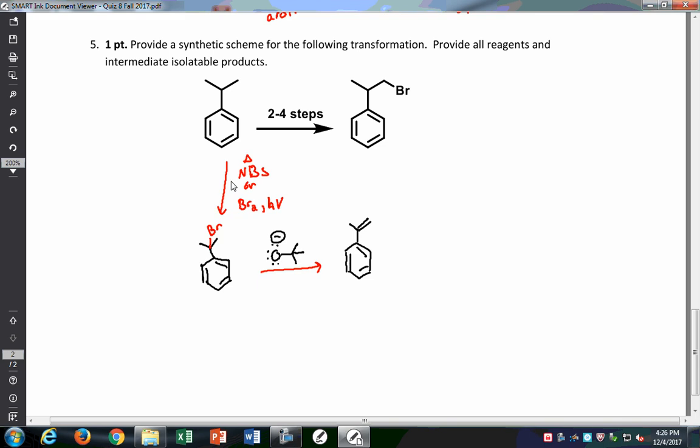And then lastly, now that we have the double bond, we can put the bromine on the least substituted position because, of course, we can use HBr and peroxide, our anti-Markovnikov addition. So this wasn't a really difficult synthesis here.